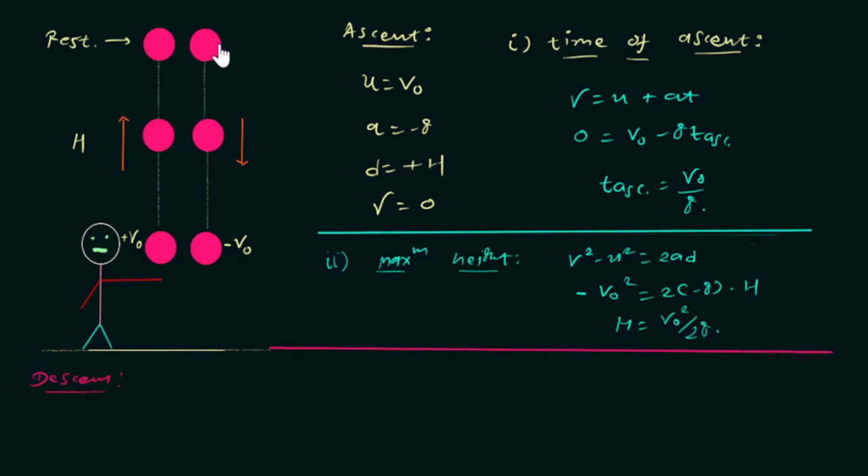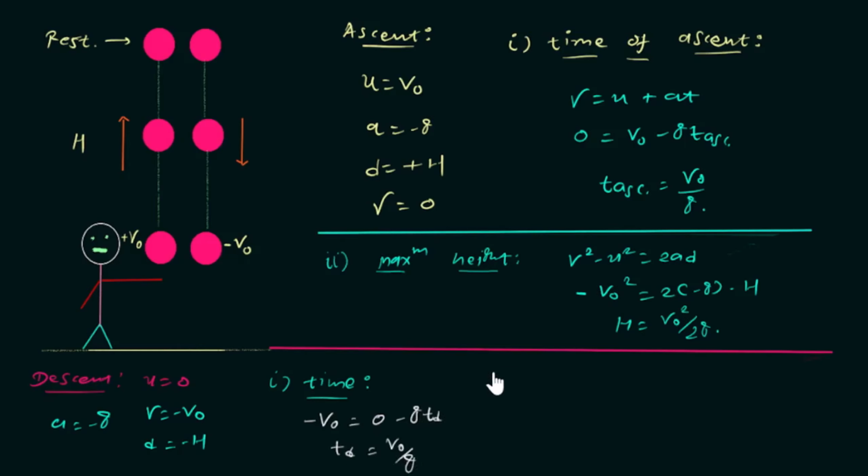now the object is initially at rest, so u is taken to be 0, final velocity is taken to be minus v naught, and displacement is downward, so the height will be minus h, and acceleration is always negative, which is minus g. So first we are going to find the time for descent. Now v is minus v naught, u is 0, minus g t descent. So time for descent is going to be v naught by g.